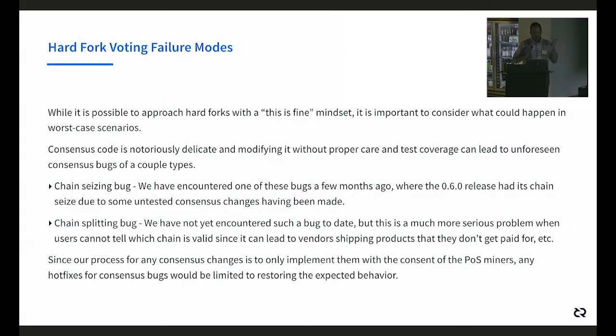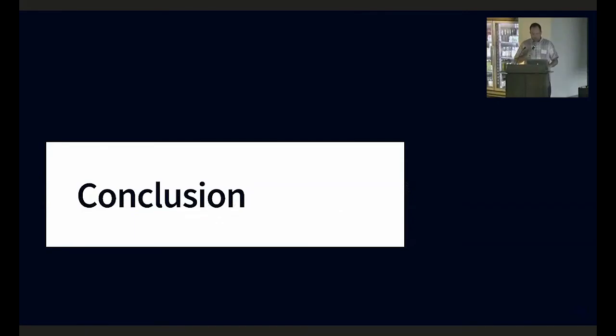And since we only implement things that people approve, if we ever did encounter one of these bugs and we had to make a hot fix, we're just going to make a minimal fix so that everything works and sort of step back. And then if any more substantive changes need to be made, we will have people vote on them.